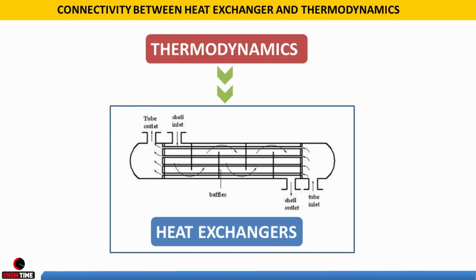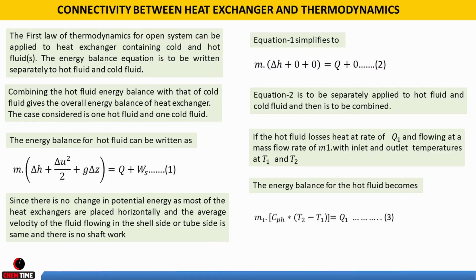Coming to the last problem, the connectivity between heat exchanger and thermodynamics. The first law of thermodynamics for an open system can be applied to a heat exchanger, which is also an open system. A heat exchanger contains cold fluid or fluids, and hot fluid or fluids. The energy balance equation is to be written separately for hot fluid or fluids and cold fluid or fluids. Combining the hot fluid energy balance with that of cold fluid energy balance gives the overall energy balance of an open system of heat exchanger.